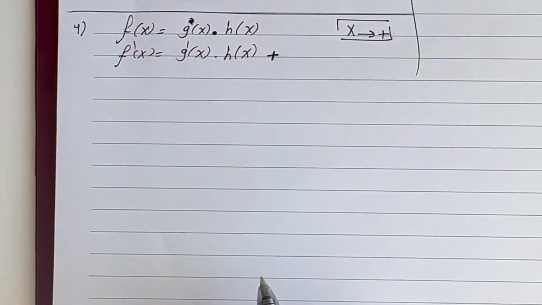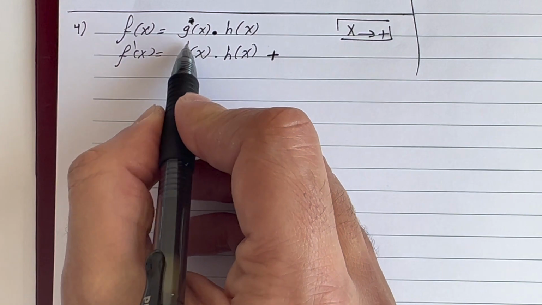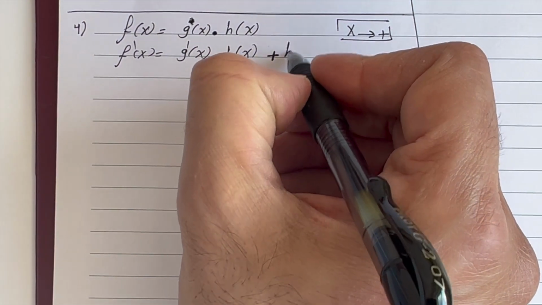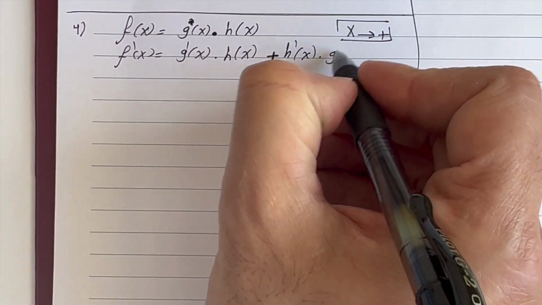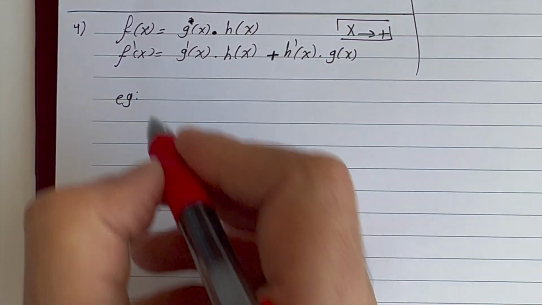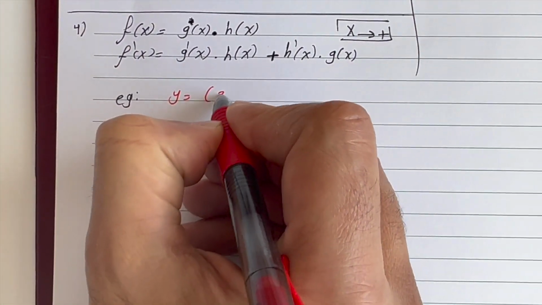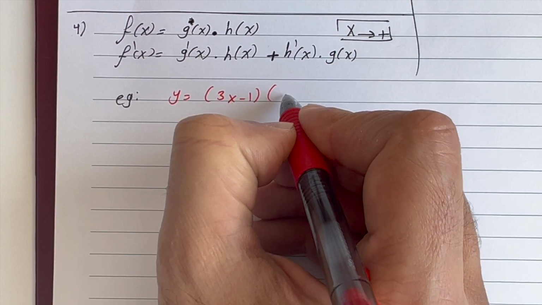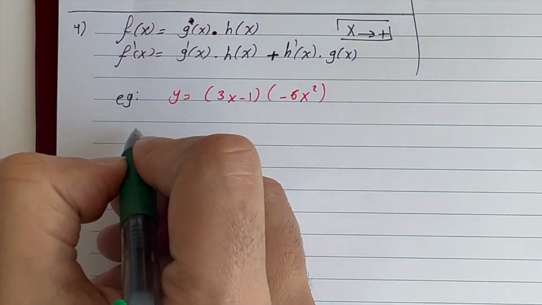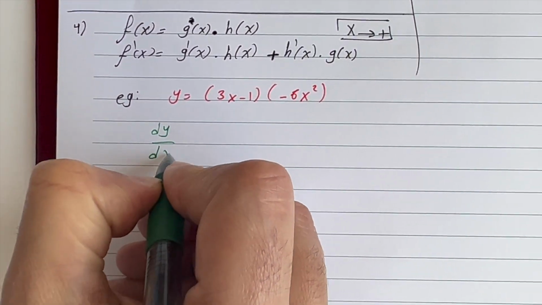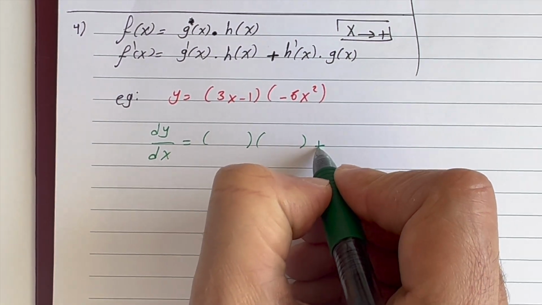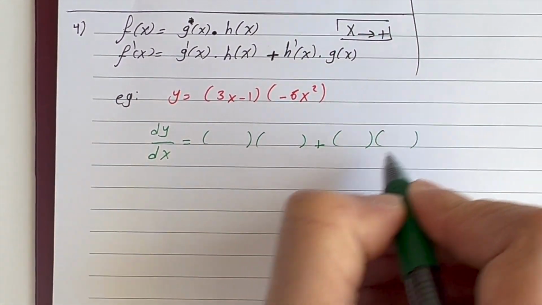Remember that in math. This is very important. So we took the derivative of the first one and we multiplied by the second one as it is, plus the derivative of the second one multiplied by the first one as it is. Example, if you have y equals (3x minus 1) times (-6x squared), how do we come up with the derivative? dy over dx equals the derivative of the first one times the second one plus the derivative of the second one times the first one.